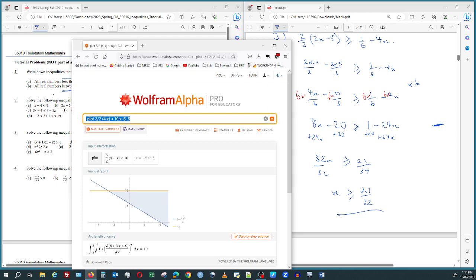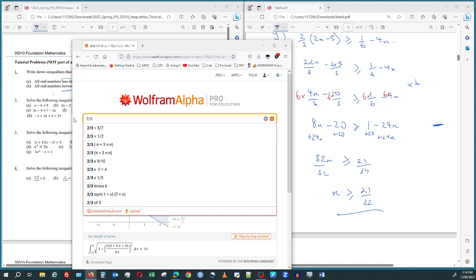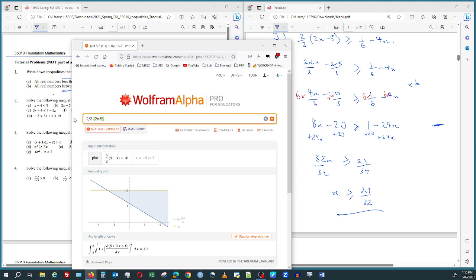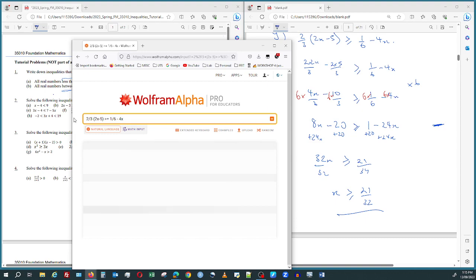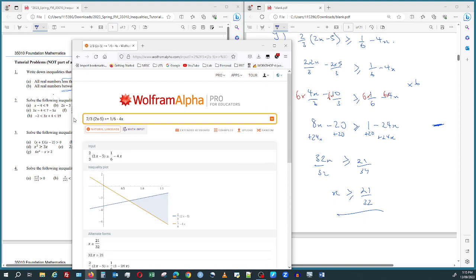Okay, so we've got 2/3 2x minus 5, and we do the symbol on equals, and then we do 1/6. Put a space in before you put your minus to help it understand the 4x is over there. Let's see what that looks like. So there's your two lines, and the threshold point there is 21 on 32. There it is, it's the same solution, 21 on 32.